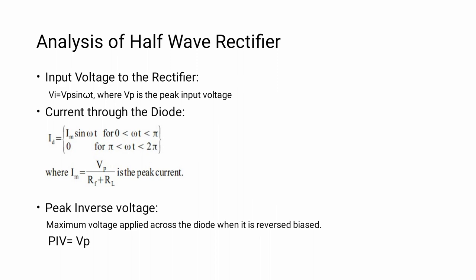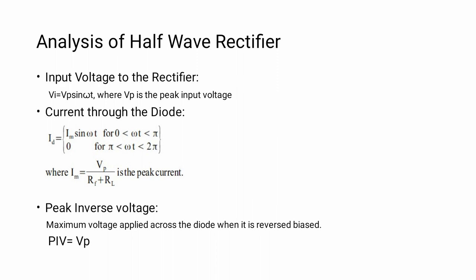And the next point is peak inverse voltage. First we have to know what is peak inverse voltage. It is the maximum voltage that is applied across the diode when it is in reverse biased mode. So in case of half wave rectifier, during the negative half cycle of the input voltage, the diode is in reverse bias mode, and in that case, no current flows through the load resistance, and so there is no voltage drop across the load resistance. So the whole input voltage appears across the diode.